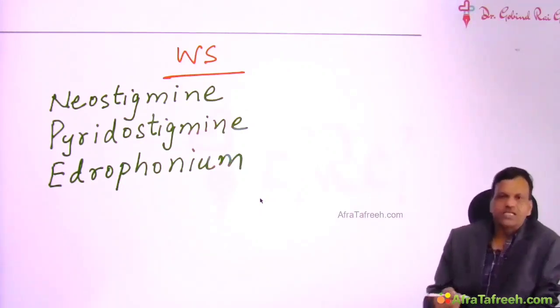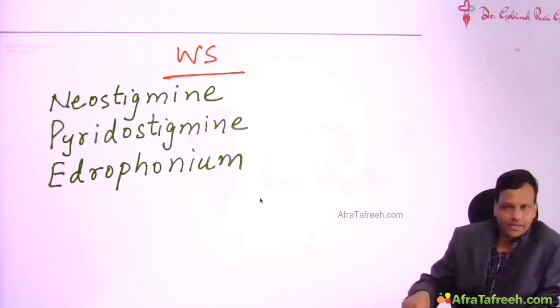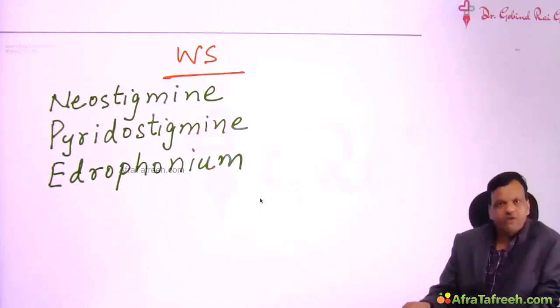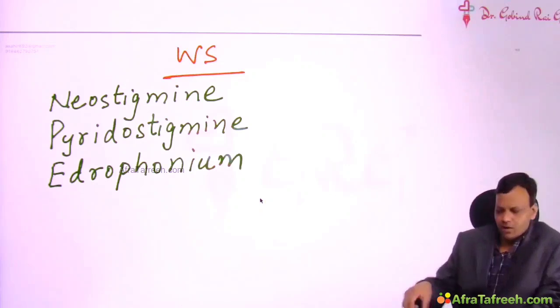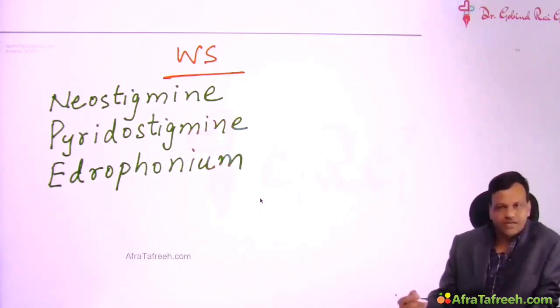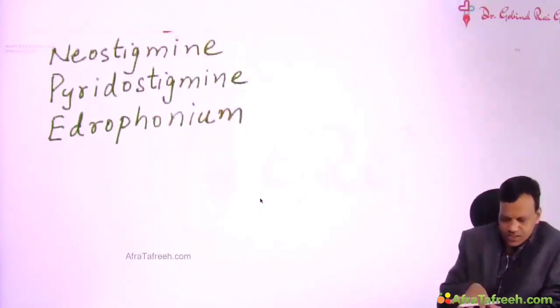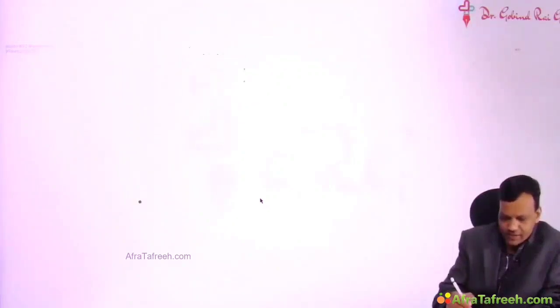But the main advantage is they do not cross the blood-brain barrier. So whenever we want cholinergic action outside the brain, they will be preferred because they will not cause central side effects. And the major use of these drugs is myasthenia gravis. Major clinical indication is myasthenia gravis.